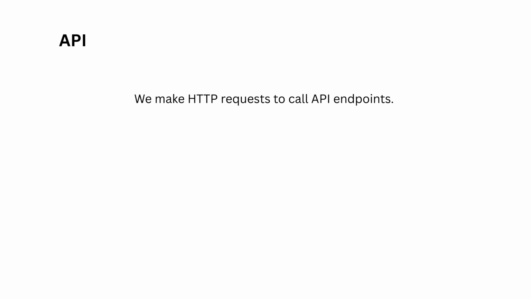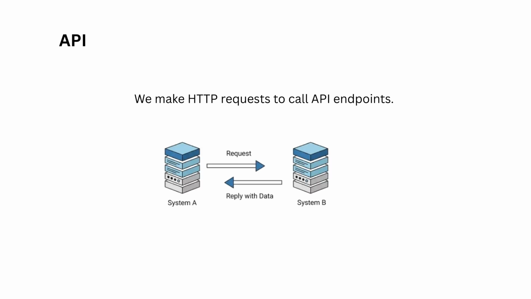Let's start with the simplest form, API. So we make HTTP requests to call API endpoints. Let's say system A makes a request to system B and system B replies with data. So in the simplest terms, an API, application programming interface, allows two different systems to communicate with each other. It is a method for one system to ask another system for information or to perform a task.